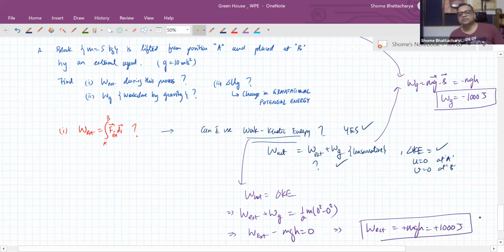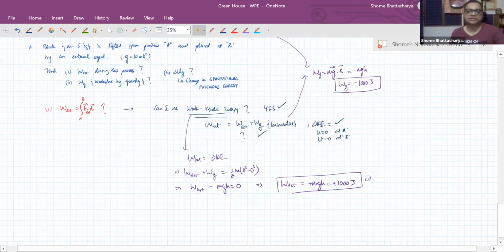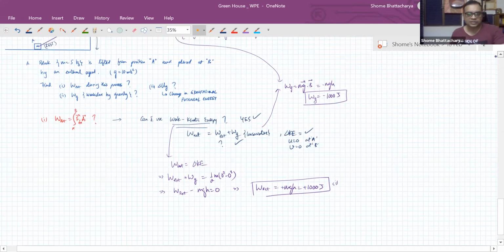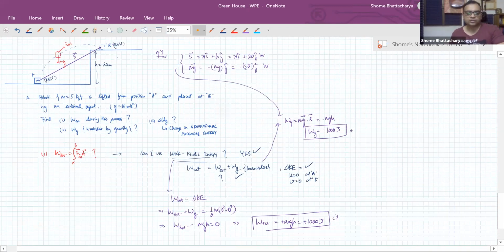Whereas already we've seen the second part. So it's like we have to go backwards here. We have to first calculate the work done by gravity, because there's no way we can directly calculate the work done by the external agent, and then use the work kinetic energy relation to get this. Okay, and now use the relationship between.